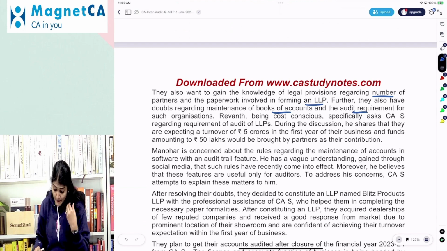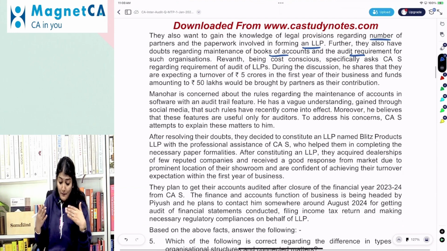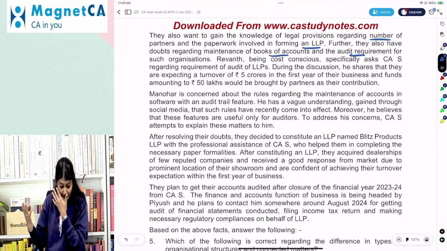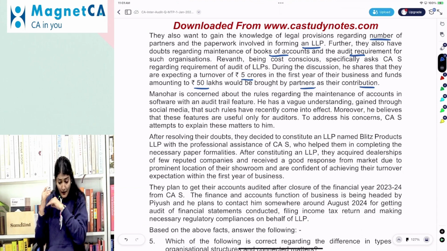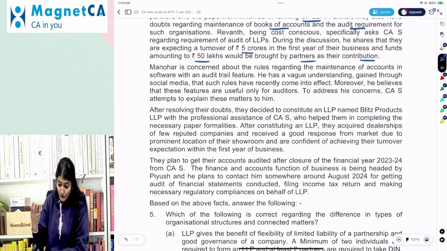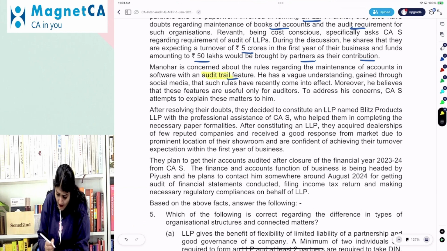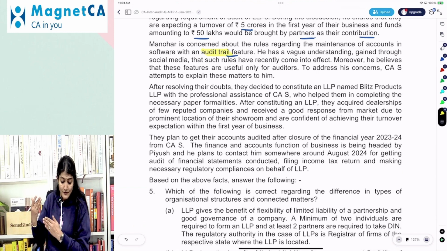Raven, being cost conscious, specifically asked CAS regarding requirement of audit of LLP. And during the discussion, he shared that they are expecting a turnover of 5 crore and funds amounting to 50 lakhs would be brought in by the partners as a contribution. Manohar is concerned about the rules regarding the maintenance of accounts in software with an audit trail feature. He has a vague understanding gained through social media that such rules have recently come into effect. Moreover, he believes that these features are useful only for auditors. To address his concerns, CAS attempts to explain these matters to him.